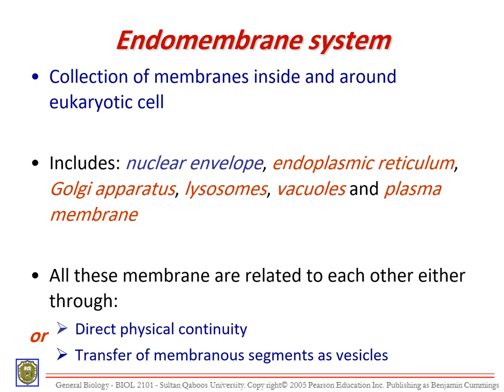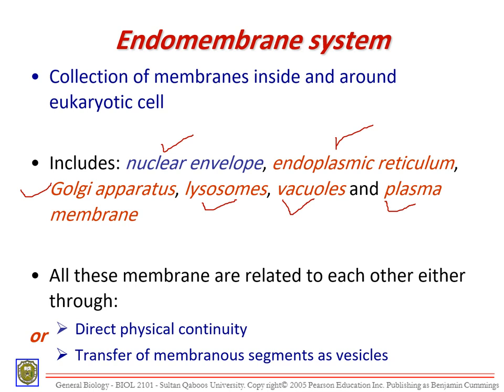So what is it made of? It includes the nuclear envelope. It includes the endoplasmic reticulum. It includes the Golgi apparatus, lysosomes, vacuoles, and plasma membrane. And we're going to talk about each one. We already spoke about the nuclear envelope in the previous lecture. In the previous slide, it is the envelope surrounding the nucleus. All these membranes are related to each other through either direct physical continuity or transfer of membranous segments as vesicles.